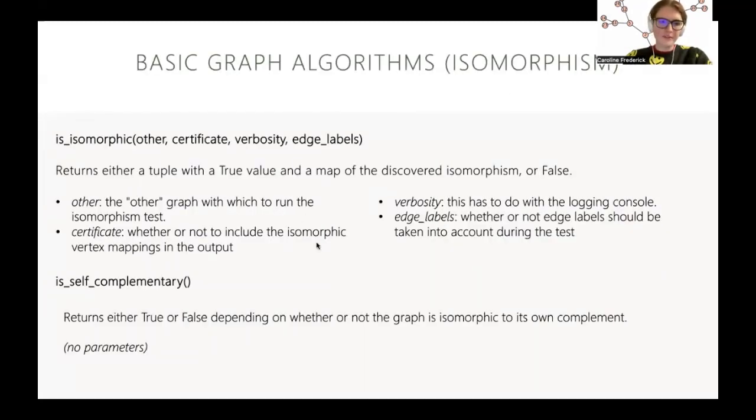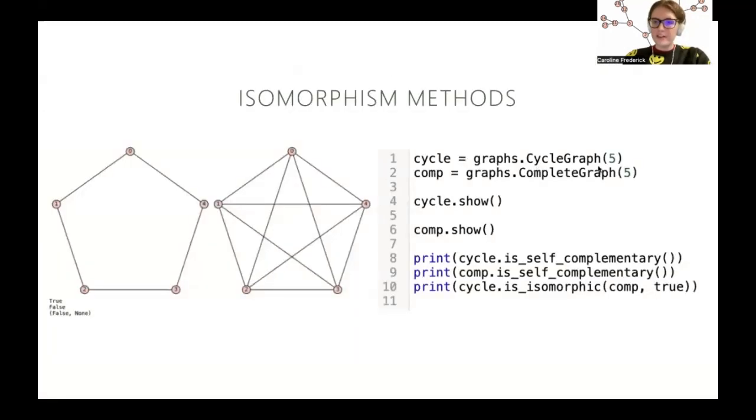Then we have some isomorphism methods. Is isomorphic and is self-complementary. I included self-complementary here because it relates to isomorphism with the graph's complement. Here we have a cycle graph and a complete graph. And I ran is self-complementary on both of these. For the cycle, it was true, and for the complete graph, it was false. Obviously, as we talked about in class, the complement of the complete graph would be a 0 graph. It wouldn't have any edges. And then I compared them to each other. Are they isomorphic to each other? And no, they are not, which is as we would expect.